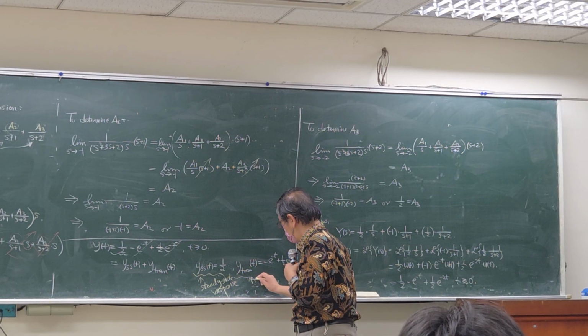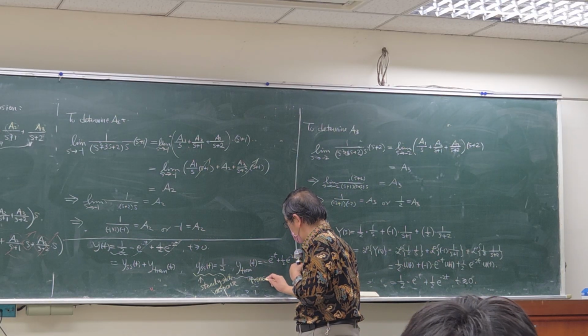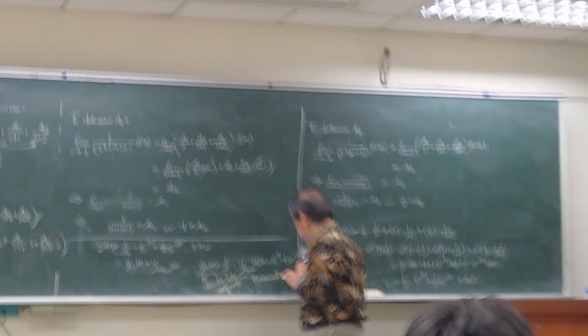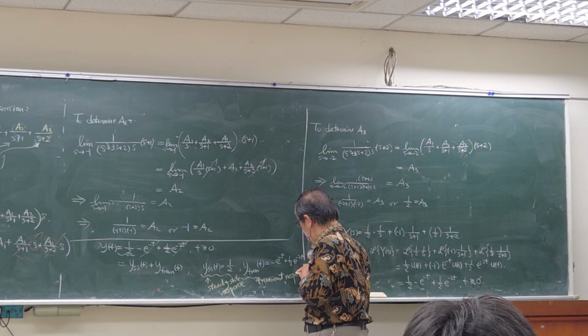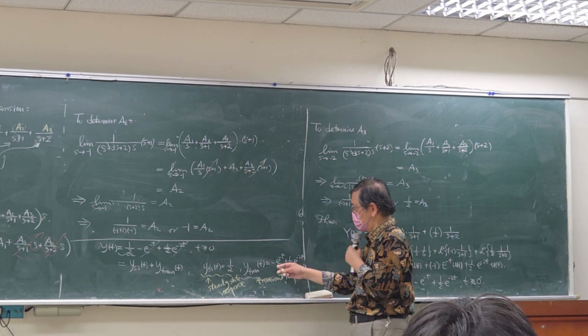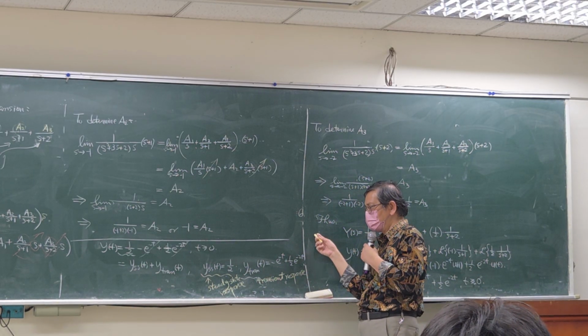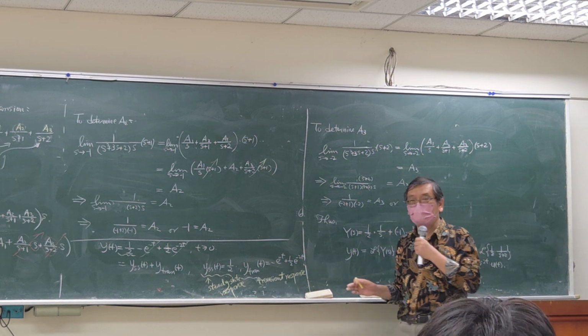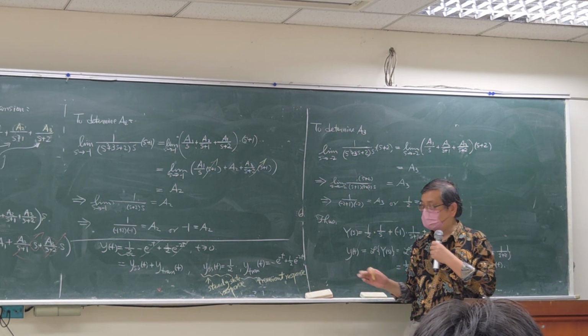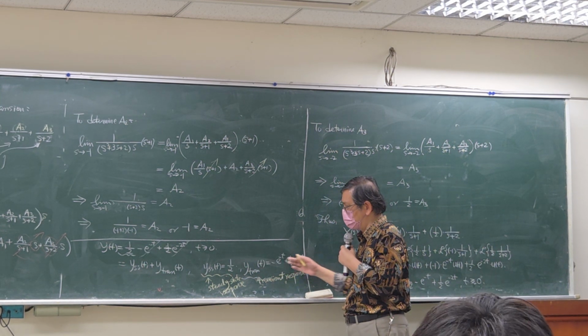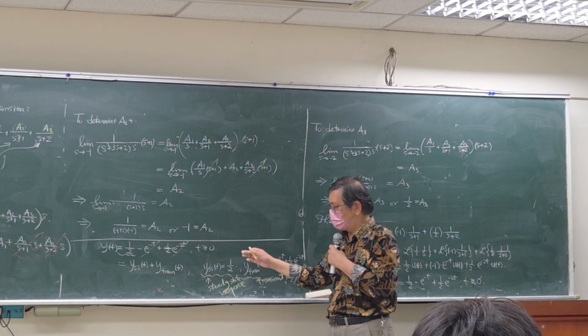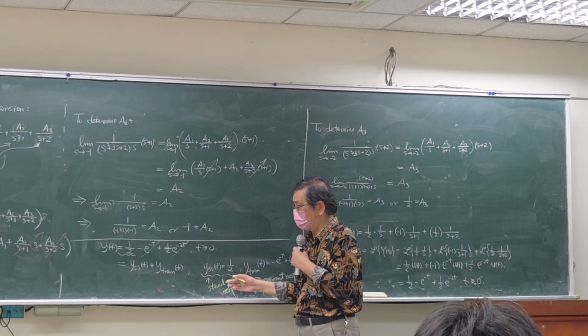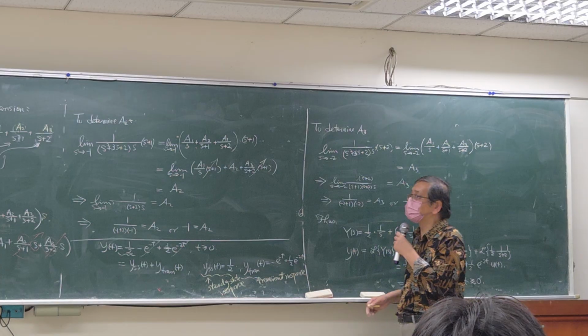Transient response means they will die out, they will disappear when t approaches a big number. And so eventually you will not be able to see the transient response. What you can see is only the steady state. The steady state.